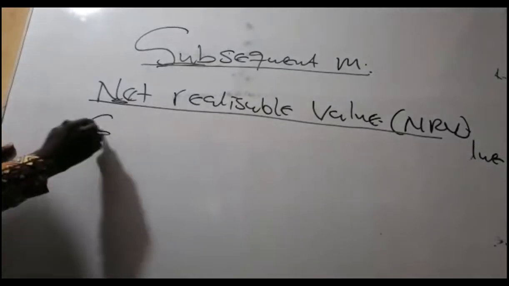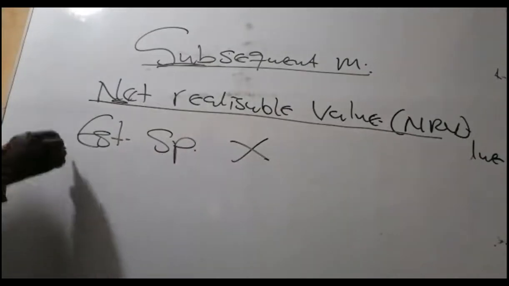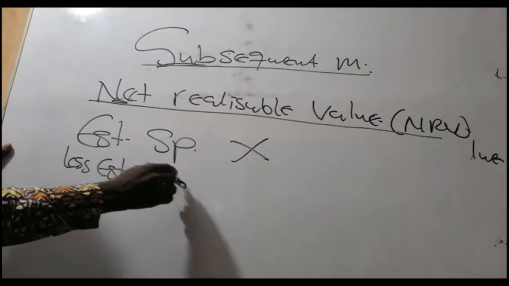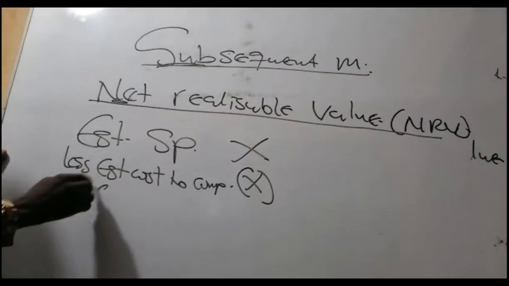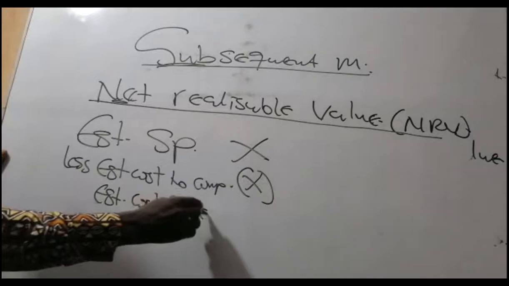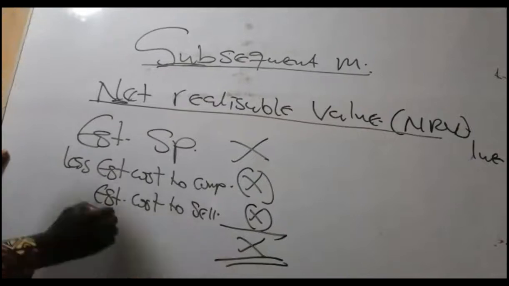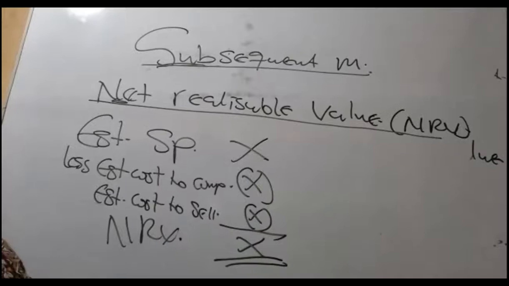So we start with estimated selling price, so much, less estimated cost to complete. That one is so much. Then estimated cost to sell, also so much. Then this is called NRV. This is very crucial. How do you get it? Now I'll take my time and explain each of the items.